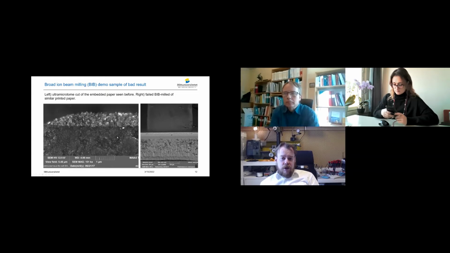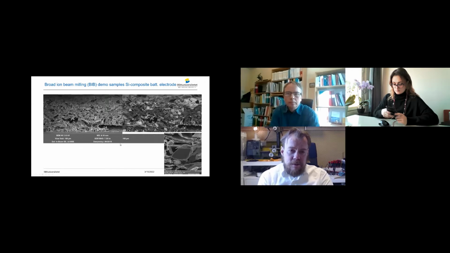The left image shows how the image would look if we make what we would like to see. It's a different scale here, of course. It is a highly magnified image, but the left image is made by ultramicrotome instead. That is the only tool that you can use for this particular application.